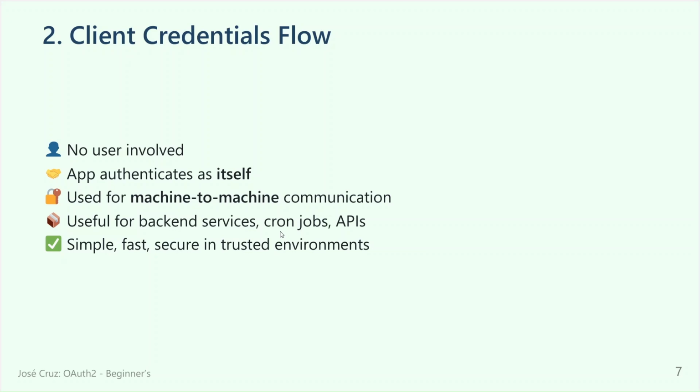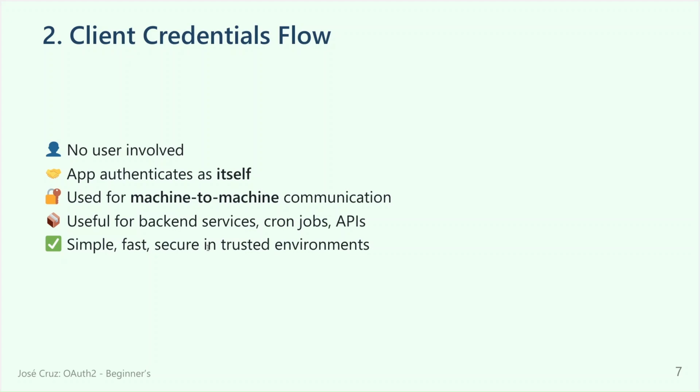Sometimes a cron job runs once in a while, or every day at midnight, 1 or 2 o'clock in the morning, and we should call APIs, get some information, and do something with this information. And for this, sometimes it needs a token. Okay, it's simple, fast, secure, in trusted environments. So you want to use these in trusted environments, not outside. It's not for the public. It's servers that you have in your company, and they are protected. So it's a trusted environment.